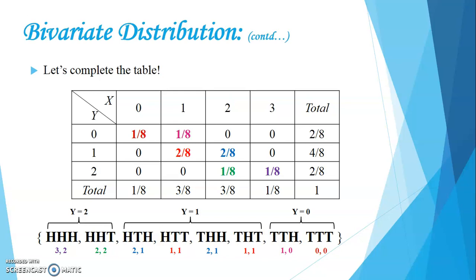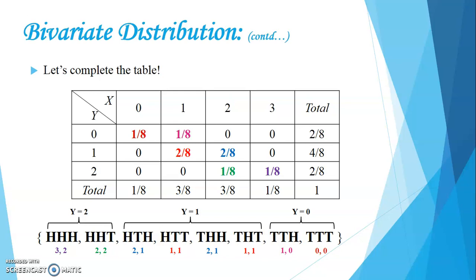Now let us come to the middle section. You have y is equal to 1. In this particular case, there are 4 options that you have. In HTH, x is equal to 2 because you have 2 heads in all and y is equal to 1. Similarly, in THH, again x is equal to 2 and y is equal to 1. So the corresponding probability will be 2, because you have 2 occurrences, divided by 8.